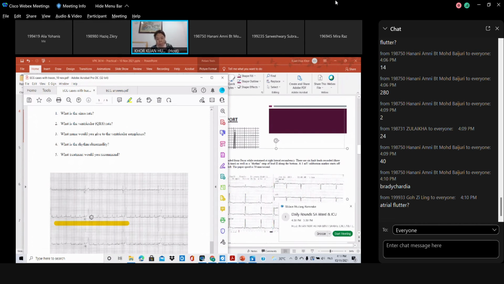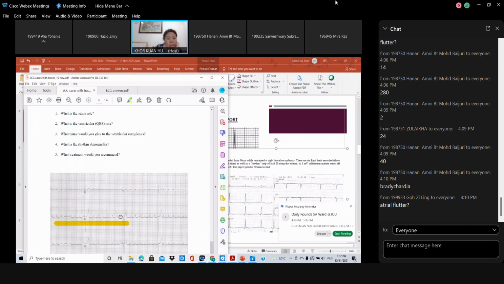Okay, so you've got a VPC over here, and you've got an atrial flutter, or you want to say this has got a third degree AV block. All right.